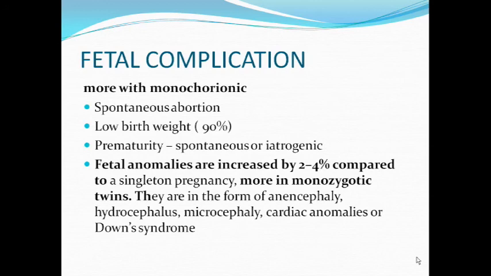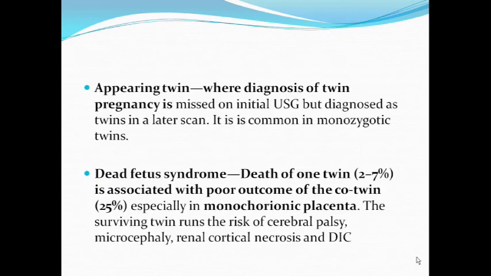That means in monozygotic twins, chances of anomalies will be more. It can be in the form of anencephaly, hydrocephalus, microcephaly, cardiac anomaly, or Down syndrome. So different types of anomalies you can see in the monozygotic twin. Where the diagnosis of twin pregnancy is missed in the initial USG but diagnosed as twin in a later scan, it is common in the monozygotic twin. This is known as appearing twin.